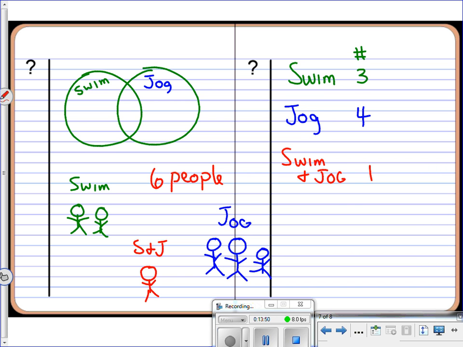So the total number of people who like to swim is 3. The total number of people who like to jog is 4. And the total number of people who like to swim and jog is 1. Now, if you total that up, it comes up to 8. I don't have that many people.